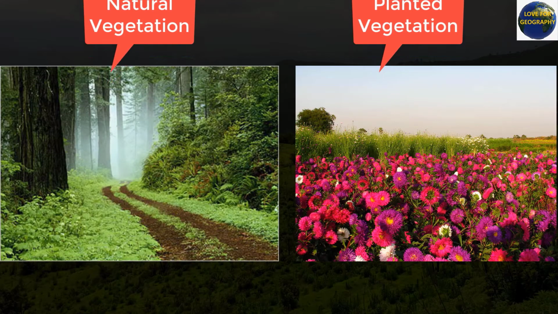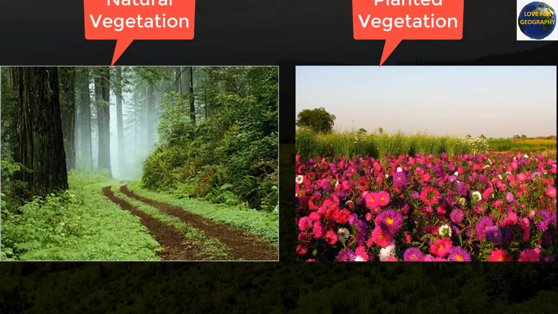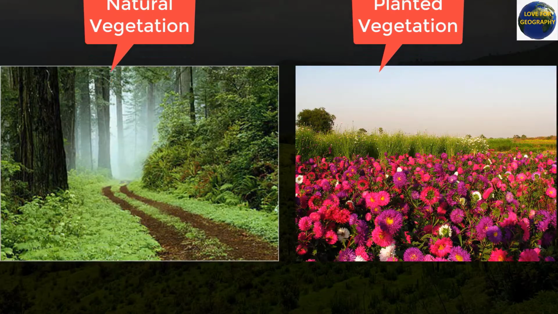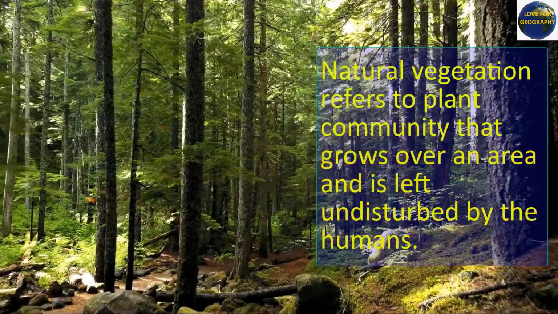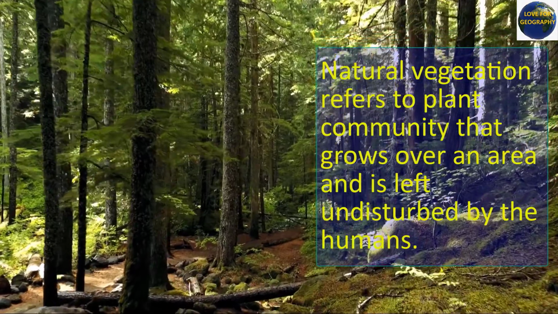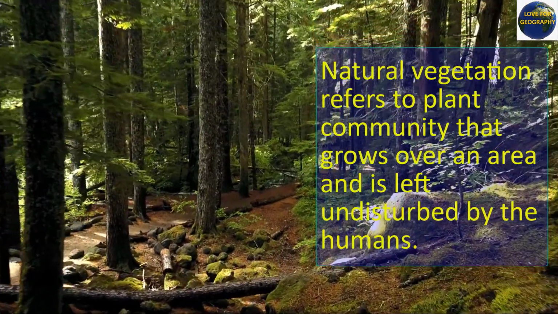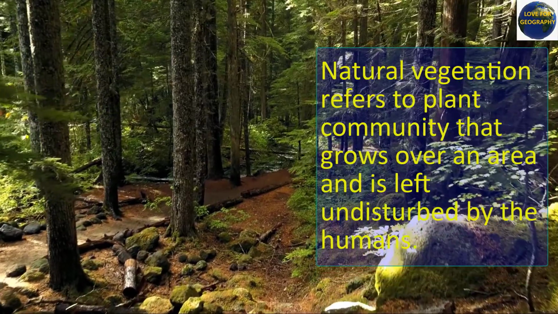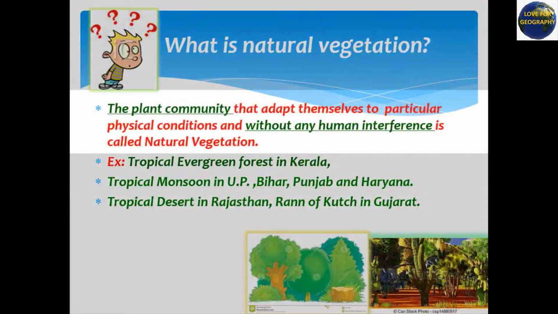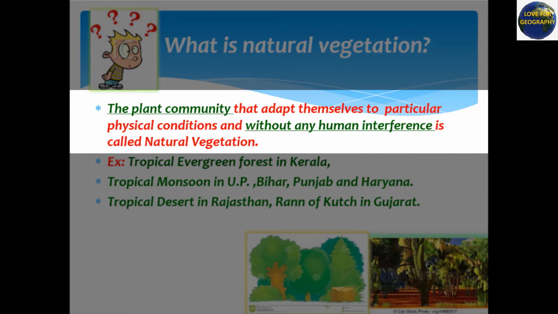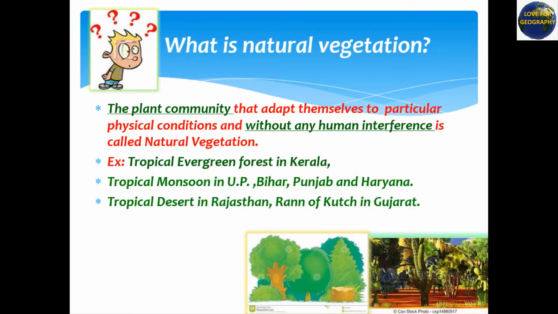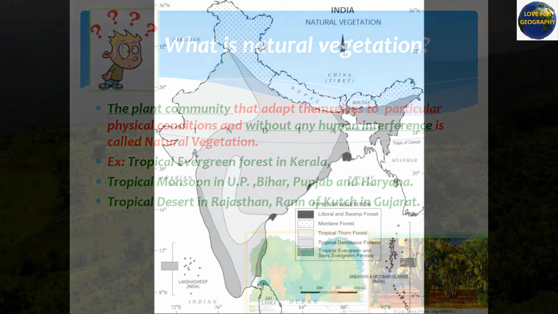The same variety may be found growing wild in the forest under natural condition, and the same tree may be planted in your garden under human supervision. So, you have to know natural vegetation refers to a plant community that has been left undisturbed over a long period of time. The plant community that adapts itself to particular physical conditions and without any human interference is called natural vegetation.